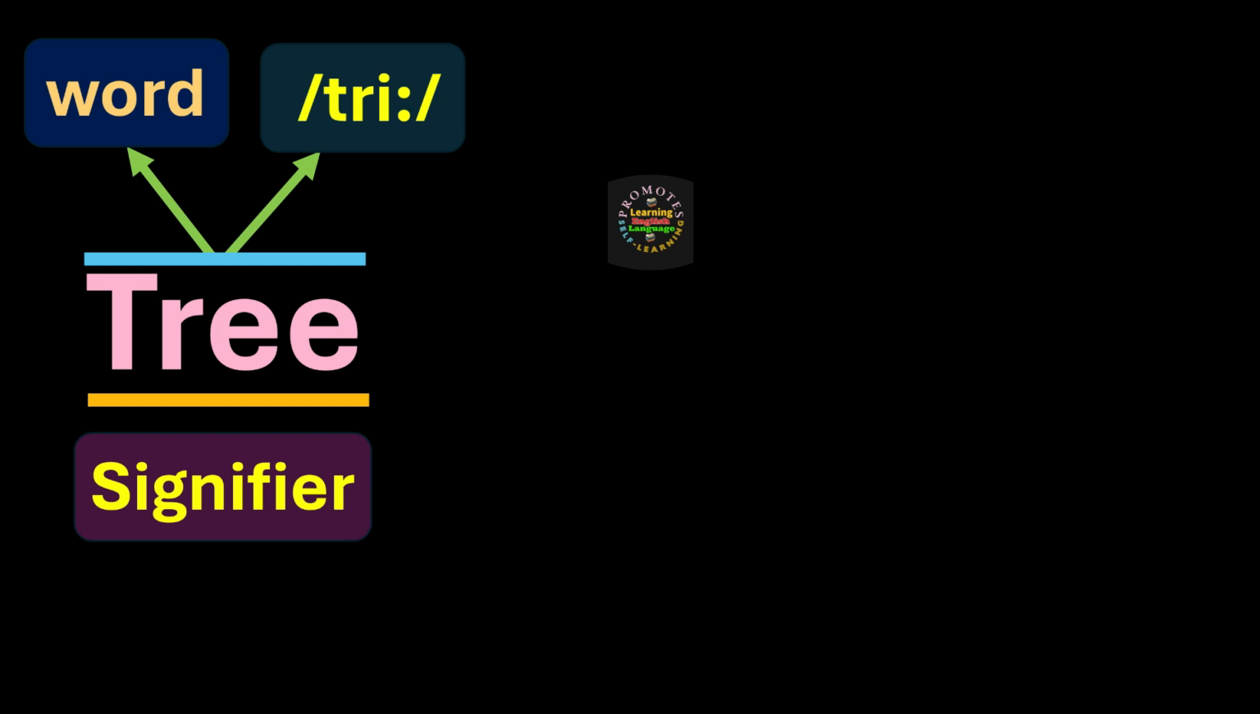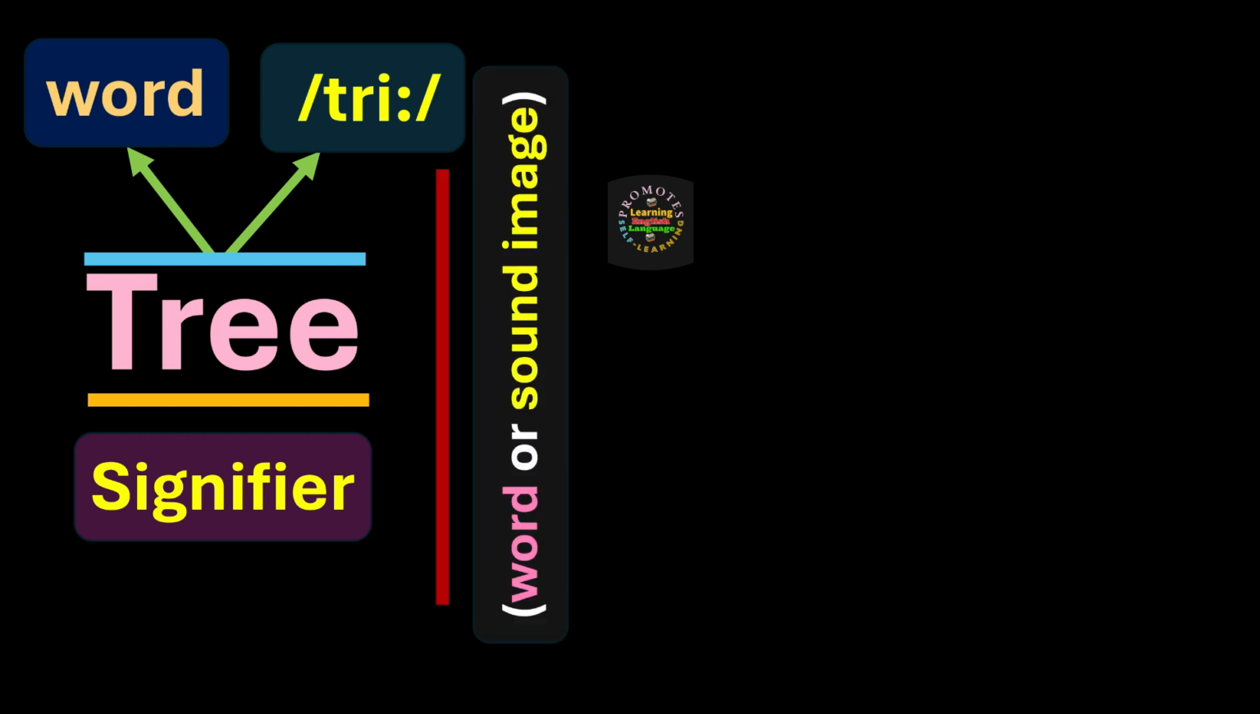So either you can write the word and get the meaning or idea of it, or you can speak the word and you can get the idea of something. So what we come to know is that tree in the written form is considered a word. Tree in the spoken form brings the sound image of something. And this is basically known as the signifier.